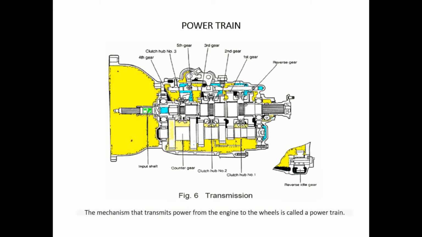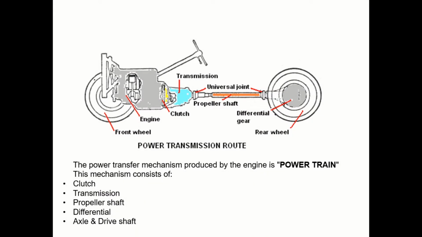Powertrain. The mechanism that transmits power from the engine to the wheels is called a powertrain. That is, the rotary power that has been generated by the engine through the combustion process is transmitted from the engine to the wheels through the powertrain system. This mechanism consists of the clutch, transmission, propeller shaft, differential, and axle and drive shaft.